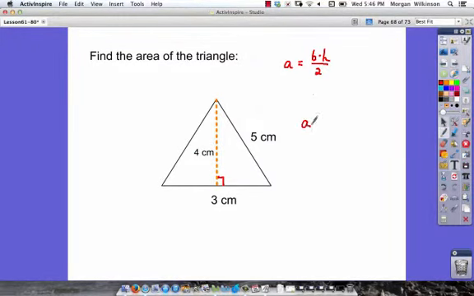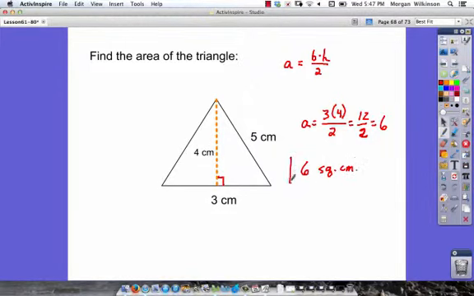So the area A is going to equal the base of 3 times the height of 4, 3 times 4, and we're going to divide that in half. Divide by 2. So 3 times 4 is 12, and 12 divided by 2 is 6, so we've got our answer. This looks like a Z. Let's make that a 2. We've got 6, and we must have 6 square centimeters.